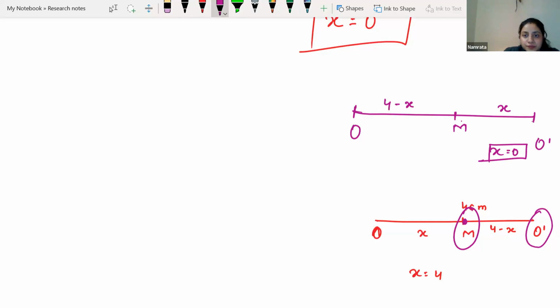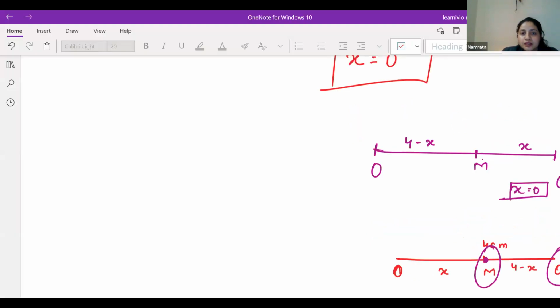Anyone there? If I am saying that O dash and M is the same point, are you getting it? Why are we getting x value as a 0 in the first case? Please respond.